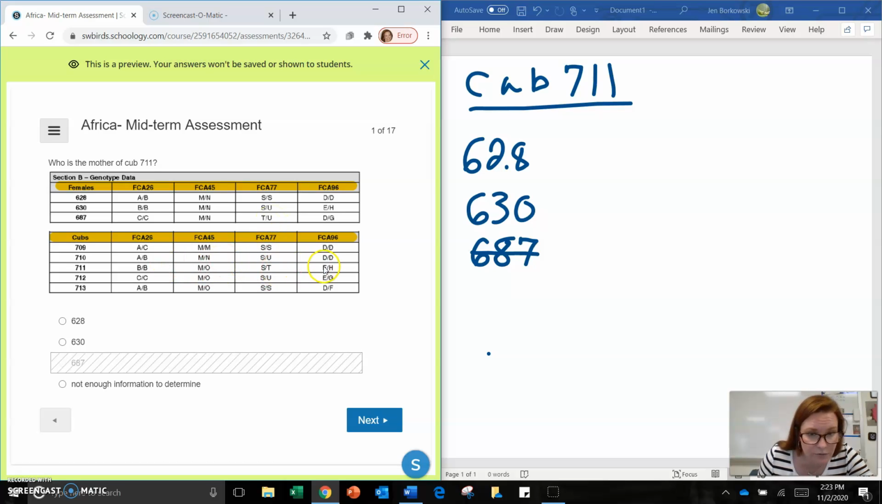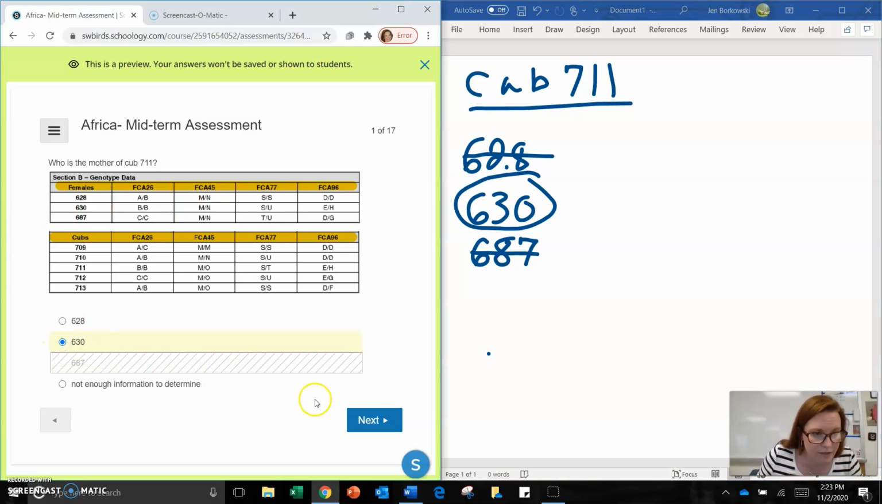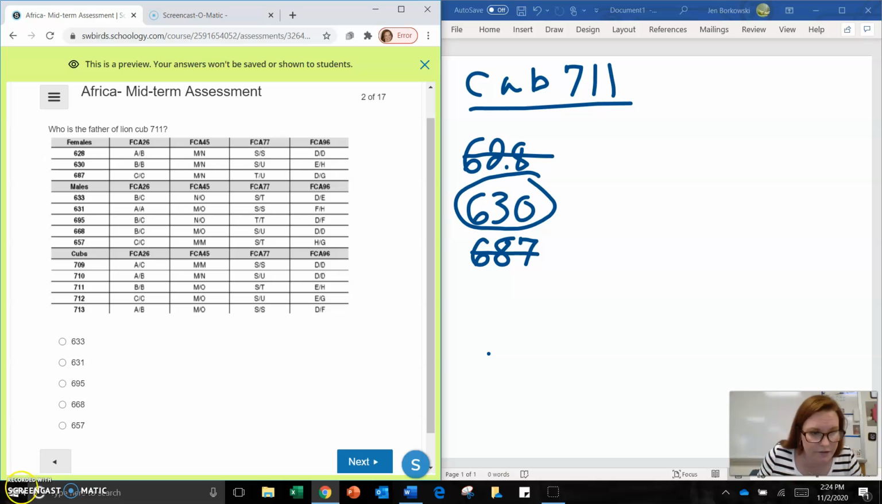So I move on to my last one. This cub has alleles E and H. And if I come up here, I'm choosing between 628 and 630. Well, 628 only has D's, so it can't be a possibility. But 630 has both an E and an H. So I'm going to eliminate 628. So I know 630 is my mama. So I'm going to click 630, and that's my answer.